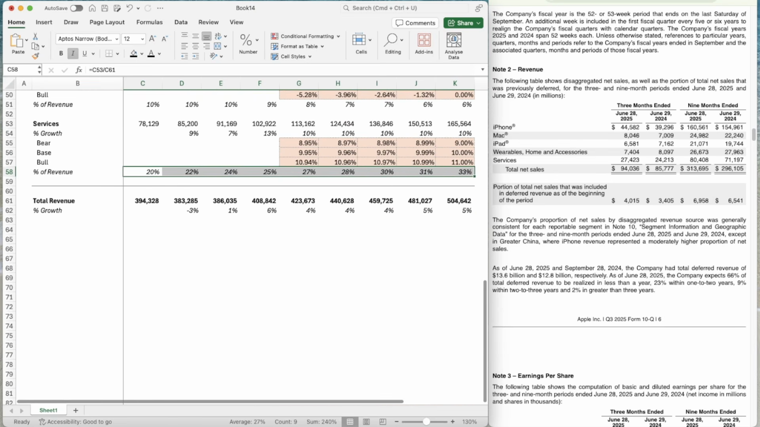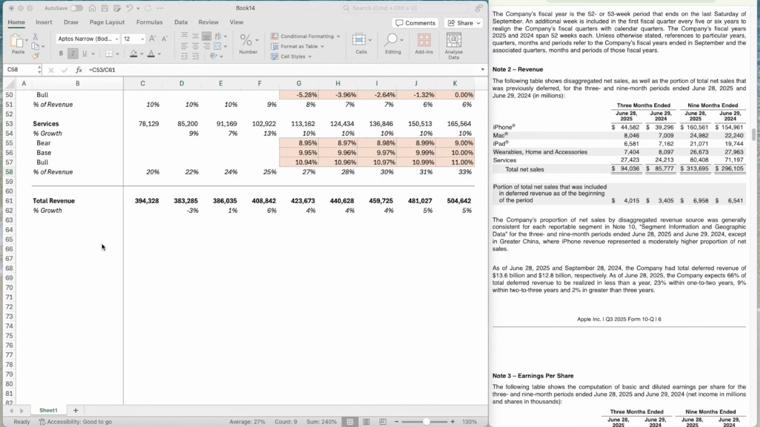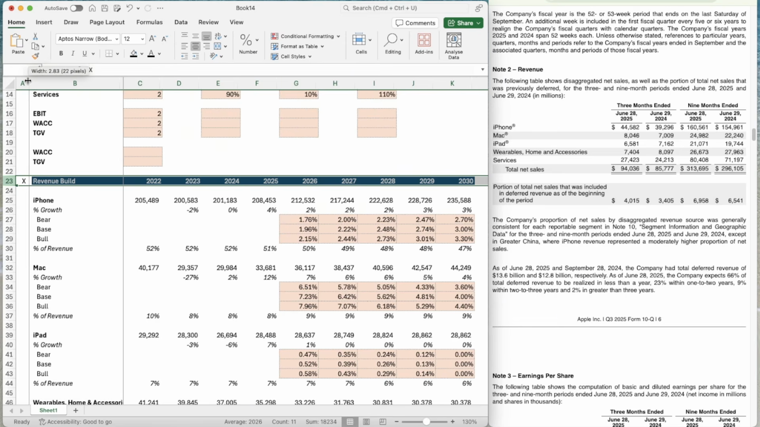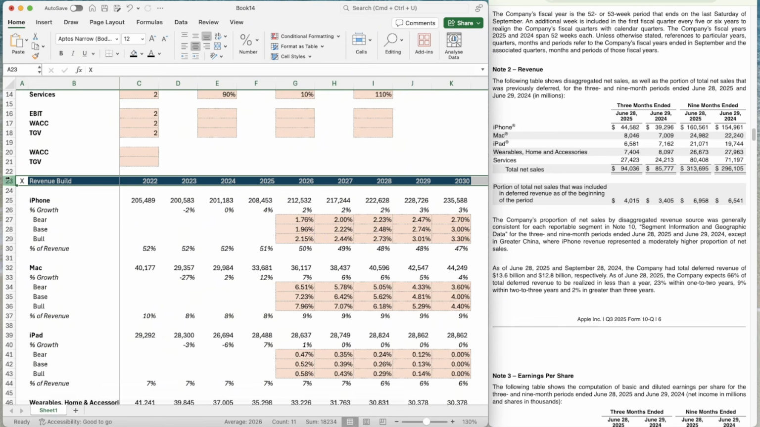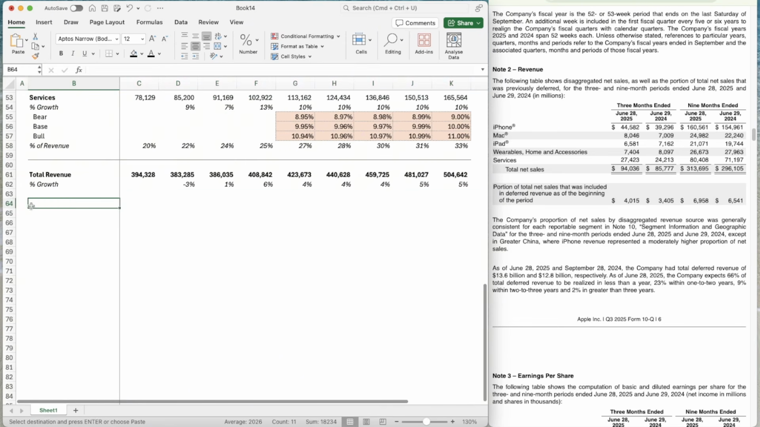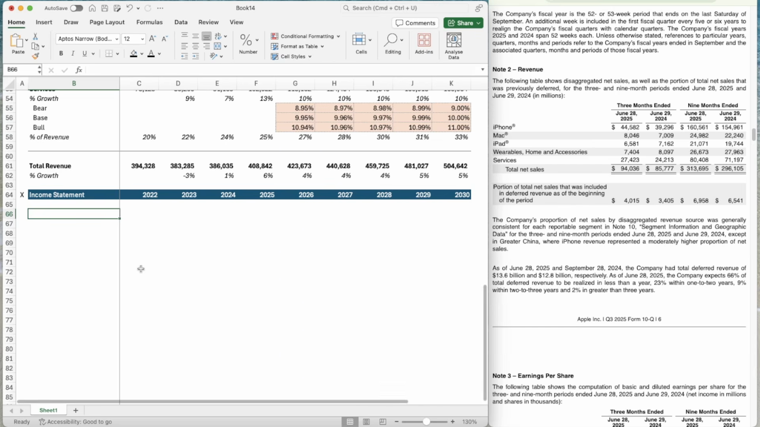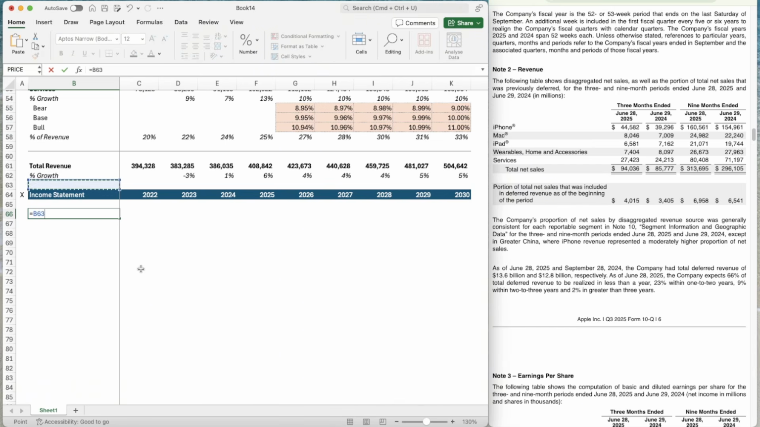There's the revenue build. Let's move on to the income statement now. So let's copy our, I think this is a little bit smaller. Come down. Income statement. Revenue. But make sure that you make it equal to what we've just calculated. Pull it across.